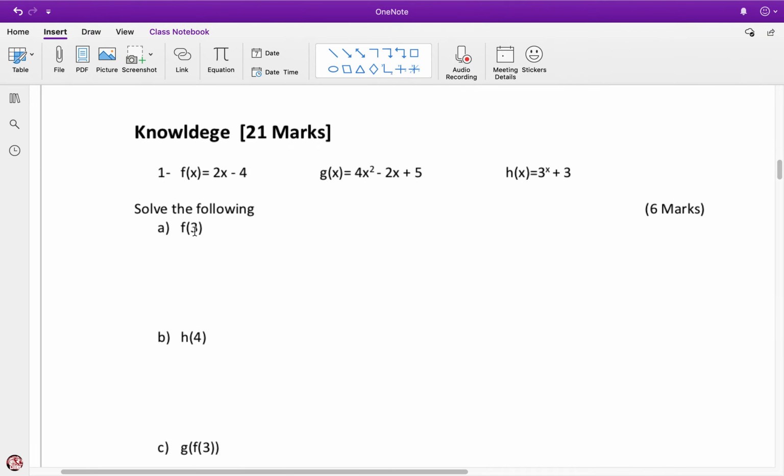So f of 3 means using the function f, you put the 3 in for the x into the equation. So f of 3 equals 2 bracket 3 minus 4, which would equal 6 minus 4, which equals 2.